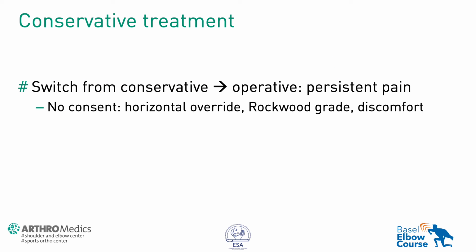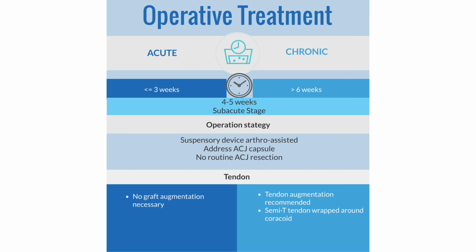When do we switch from conservative to operative treatment? Persistent pain is our consensus. If the patient has persistent pain, we switch from conservative treatment to operative treatment. And what kind of treatment? I will present it in the next slide. We did not reach consensus on horizontal override to switch from conservative to operative treatment, nor on the Rockwood grade or just discomfort. What do we choose as operative treatment?